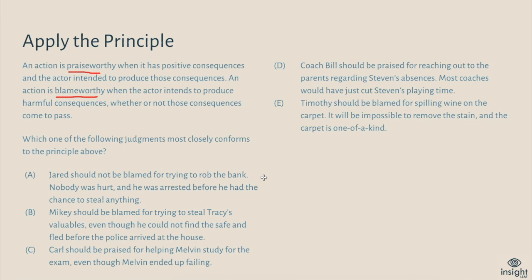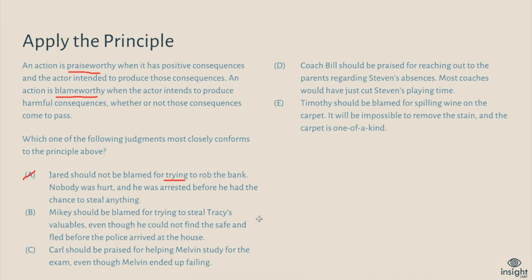Jared should not be blamed for trying to rob the bank. Nobody was hurt, and he was arrested before he had the chance to steal anything. Okay, so this is about the blameworthy part of the principle. If the actor intends to produce harmful consequences, it's blameworthy, whether or not those consequences come to pass. So this is saying that even though he was trying to rob the bank, there's the intention, nothing bad happened, and the consequences didn't come to pass. But that's not what the principle says. We blame them even if the consequences don't come to pass.